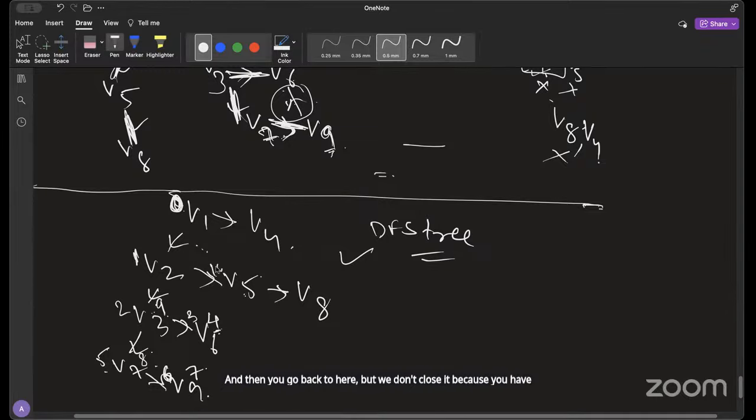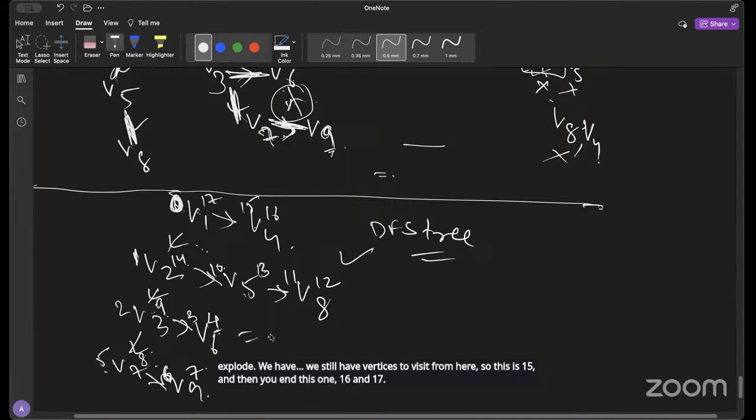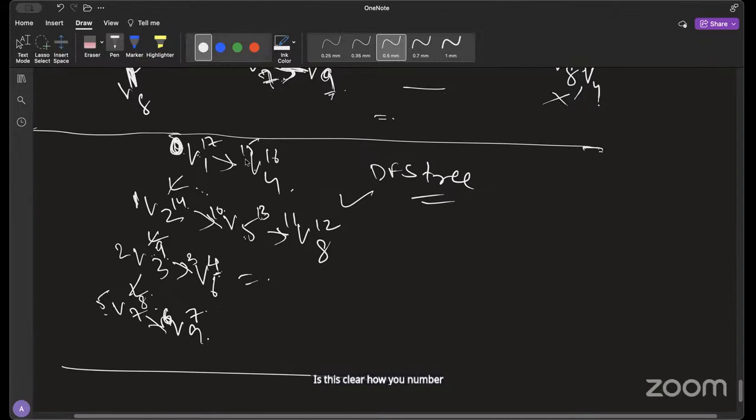So you start this one at 10, then you go at 11 here, 12, 13, and then you close this one at 14. You go back to this one, start this at 15 because this is not yet explored. We still have vertices to visit from here. So this is 15, and then you end this one 16 and 17. Is this clear how you number the starting and the ending?